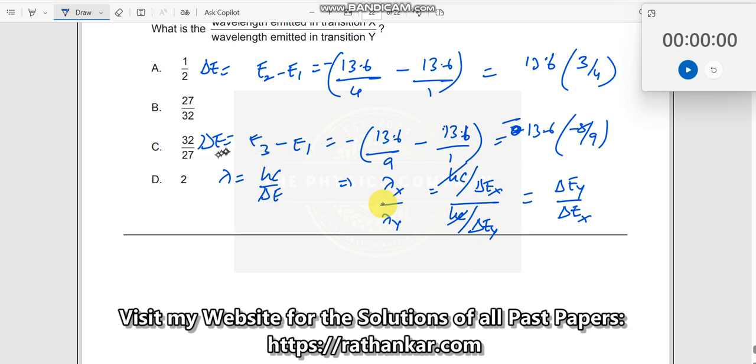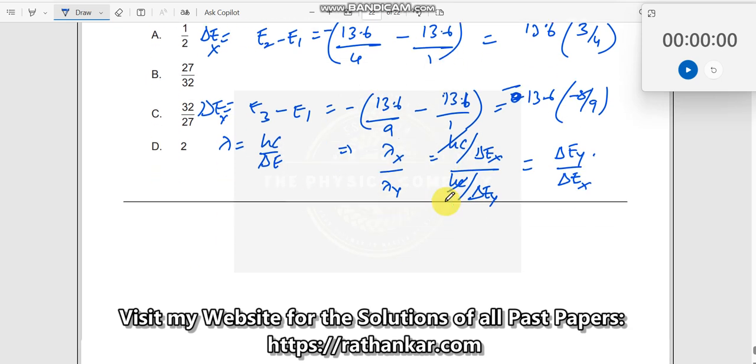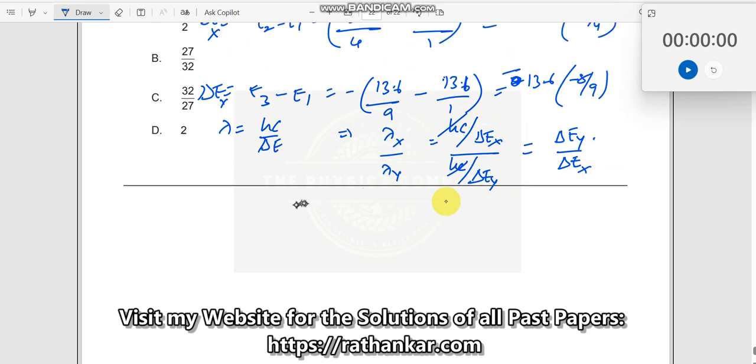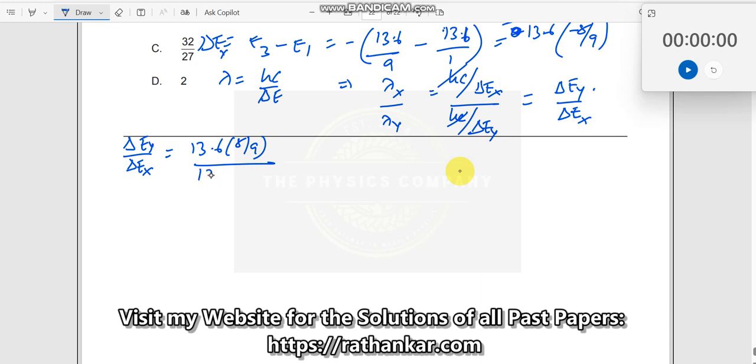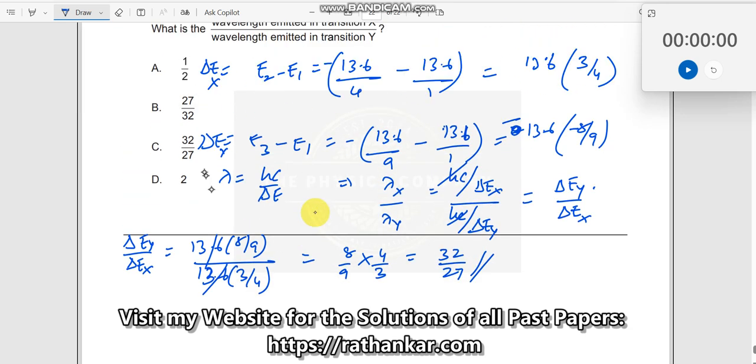What is delta Ey? It's here. This is your delta Ey, this is your delta Ex. Delta Ey is nothing but this, minus into minus becomes plus. I need some more space, so I will write it here. I can now write delta Ey by delta Ex is equal to 13.6 into 8 by 9 divided by, what was the first one? 13.6 into 3 by 4. So these two go away. What am I getting? 8 by 9 into 4 by 3, which should be 32 by 27. This should be your answer. 32 by 27 should be correct here.